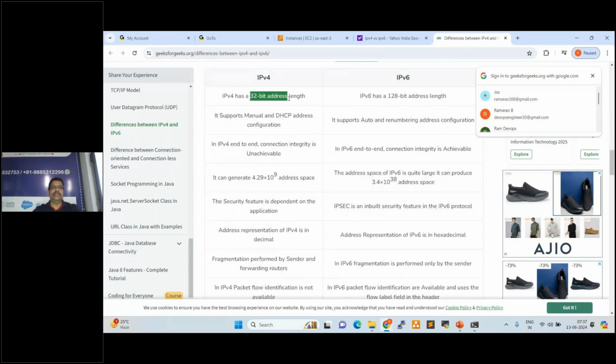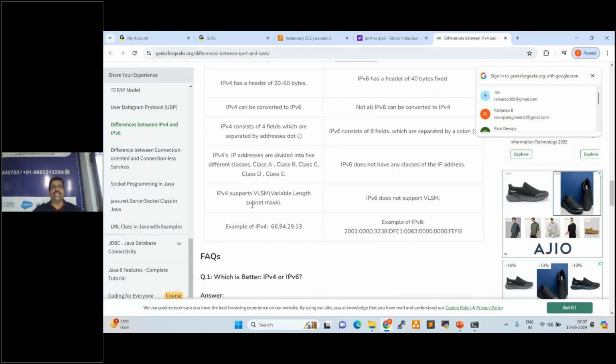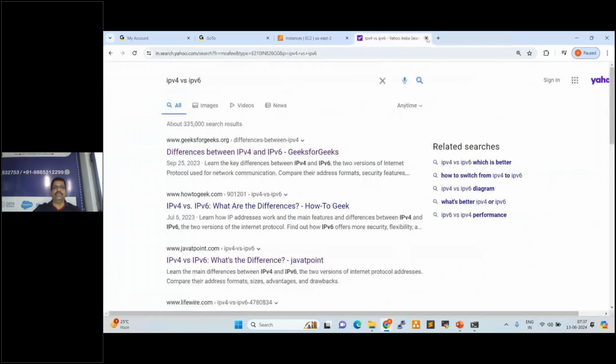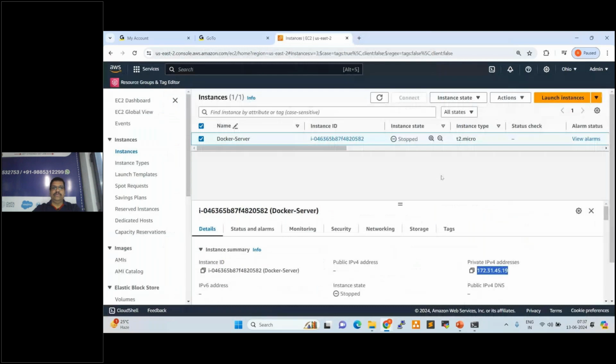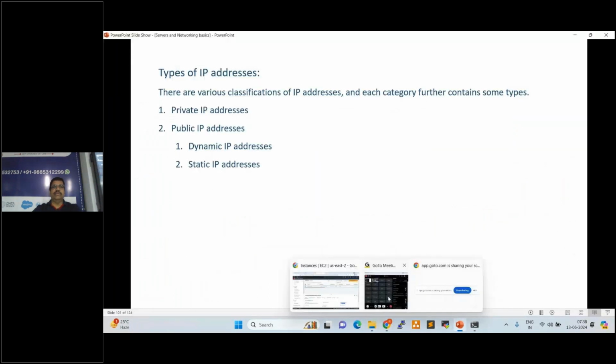Right? These are the differences. Currently we are using IPv4, so maybe going forward, after 2 years, we start using IP version 6. Okay. Clear, right, everyone?